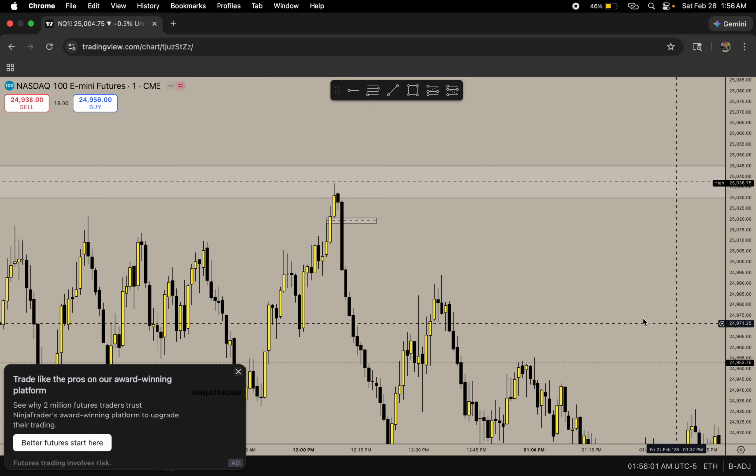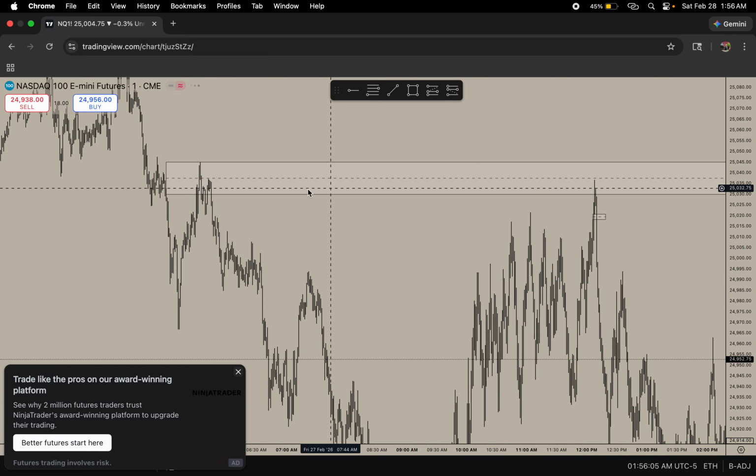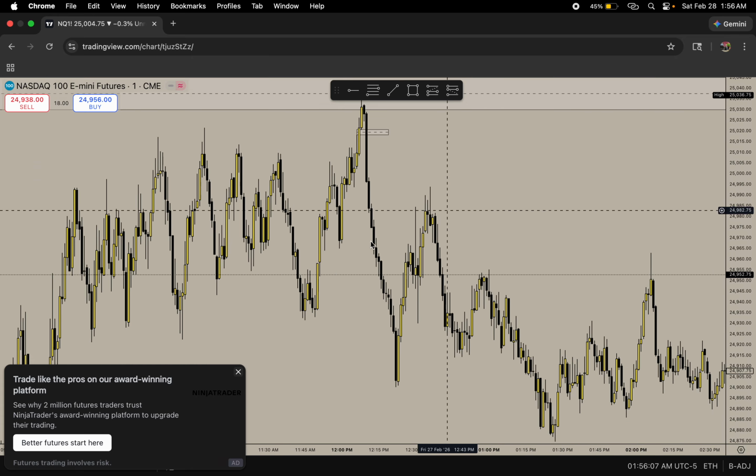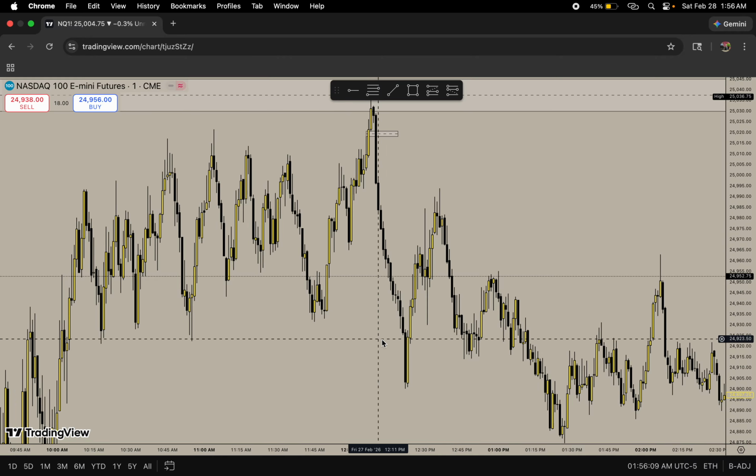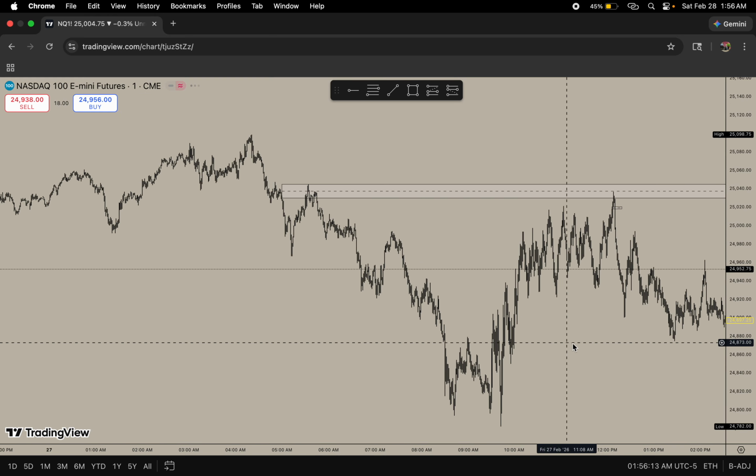And boom. Could have entered on the inversion. We swept out these equal highs, tapped into the 1 hour rejection wick, and we tapped into the 7.9 of the fib.